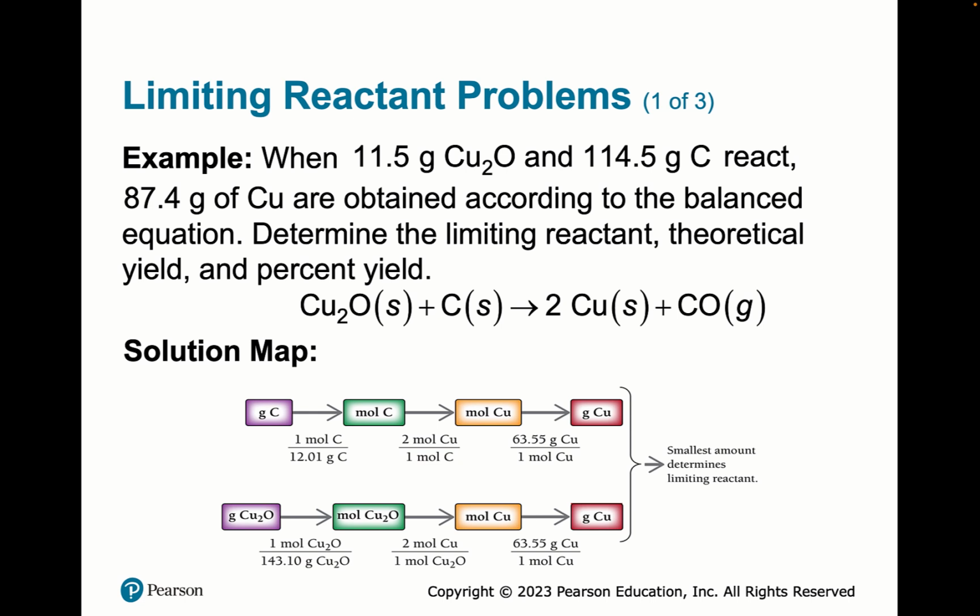So here's another example. When 11.5 grams of copper oxide and 114.5 grams of carbon react, 87.4 grams of copper are obtained by this equation. Determine the limiting reagent, theoretical yield, and percent yield. Starting with finding the limiting reagent, is this thing balanced? Yes, okay, good. It is in fact balanced.